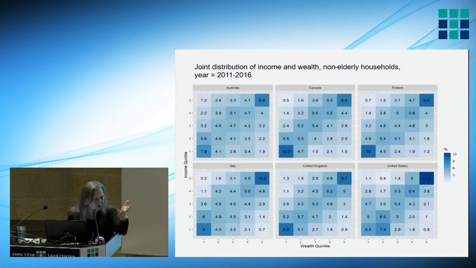Okay, so of course you do see this diagonal in the middle. So income and wealth are correlated, not perfectly, but they are correlated. In the U.S., not surprisingly, more highly correlated, but not by an enormous amount. But that number in the northeast corner in the U.S., 12.2, says 12.2% of households in the U.S. are in the highest income quintile and the highest wealth quintile, and that is relatively high across these countries.